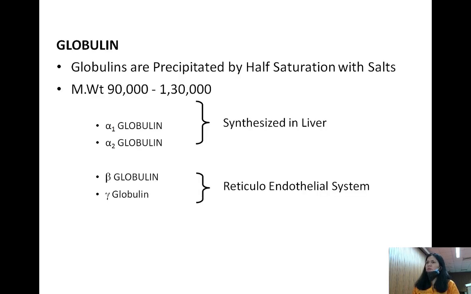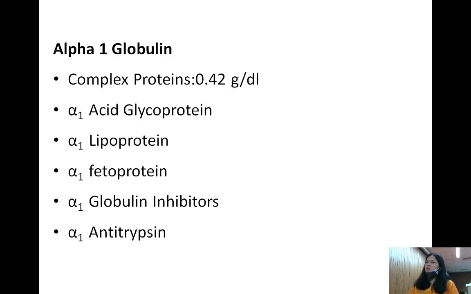Now let us see what are the proteins which are present in the alpha 1 region of the electrophoresis. This is very important. Sometimes it is difficult to remember also. So whatever protein name you know which has the prefix alpha 1, in that way you can remember what are the proteins which form the alpha 1 band. It is alpha 1 acid glycoprotein, clear?